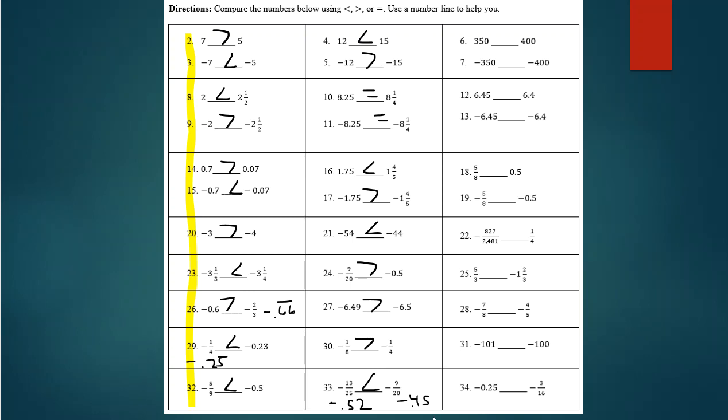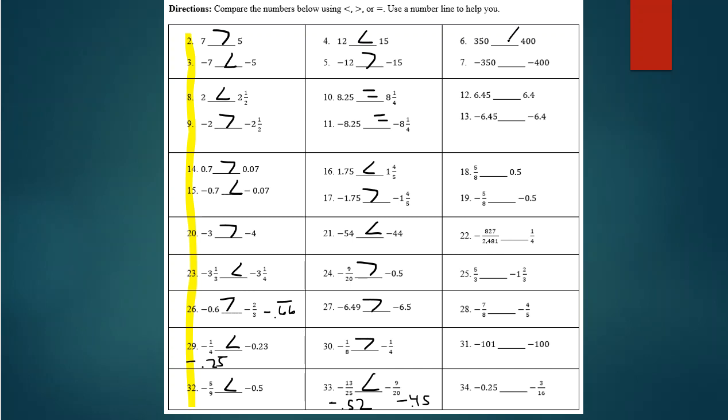Okay, so here is the answer key for the second column. If you got all of these right, go ahead and move on to working on your comparing rational numbers assignment in Canvas. If you did not get them right, go ahead and try the third column. So push pause, try the third column, and then push play. Okay.